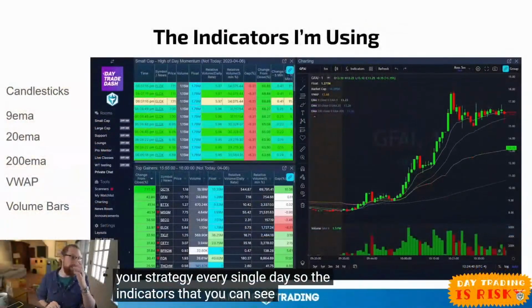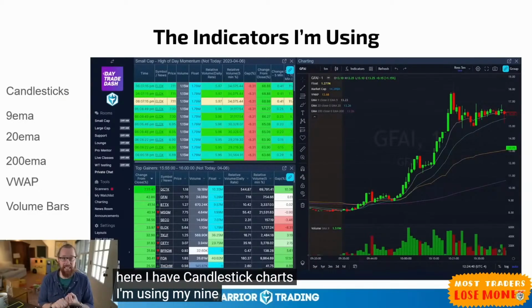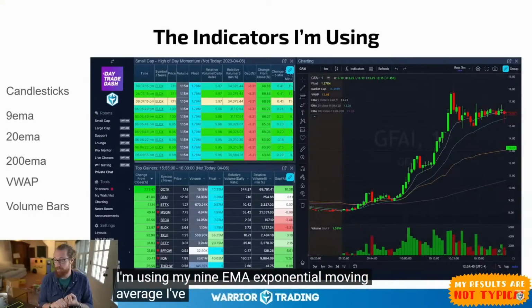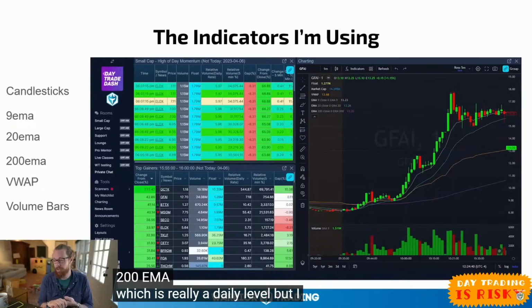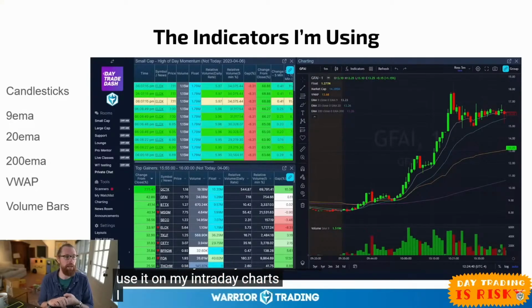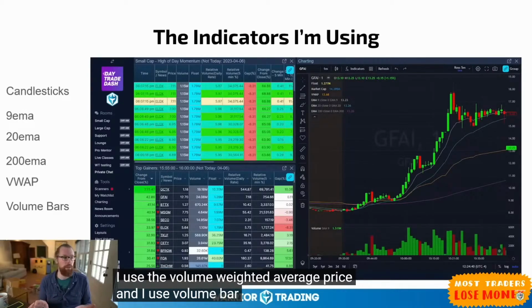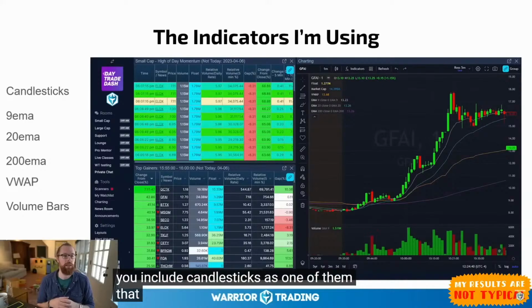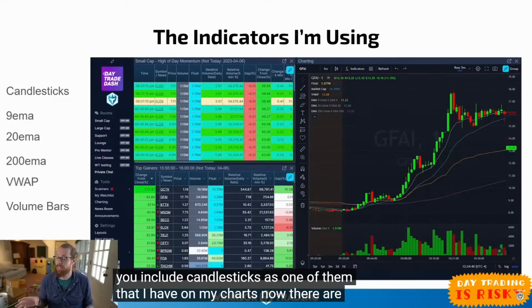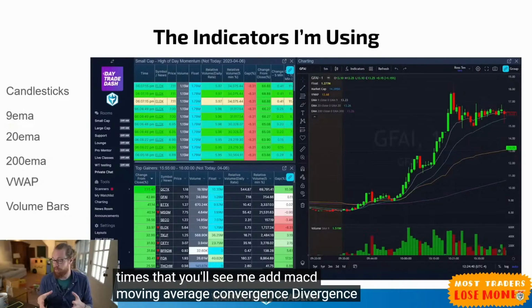So the indicators that you can see on my chart here, I have candlestick charts. I'm using my 9 EMA, exponential moving average. I've got my 20 EMA. I've got my 200 EMA, which is really a daily level, but I do use it on my intraday charts. I use the volume weighted average price, and I use volume bar. Those are the 2, 4, 6 indicators, if you include candlesticks as one of them, that I have on my charts. Now, there are times that you'll see me add MACD, moving average convergence divergence indicator.